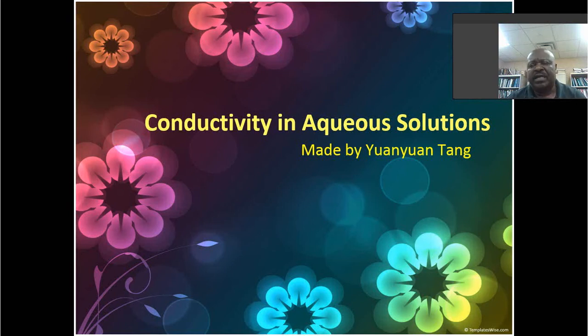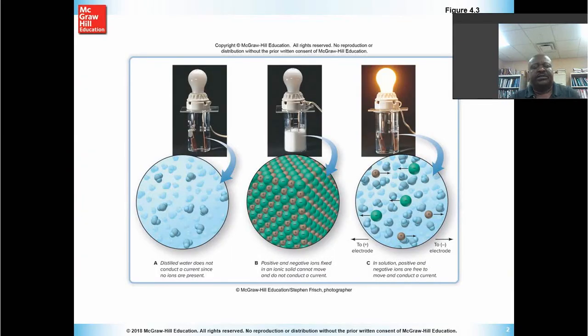Lab number 3, conductivity in aqueous solution. Let's talk a little about that. First, I got this picture from your textbook, Silberberg, and I thought it was relevant. Conductivity. We think of conductivity in the sense of electricity.